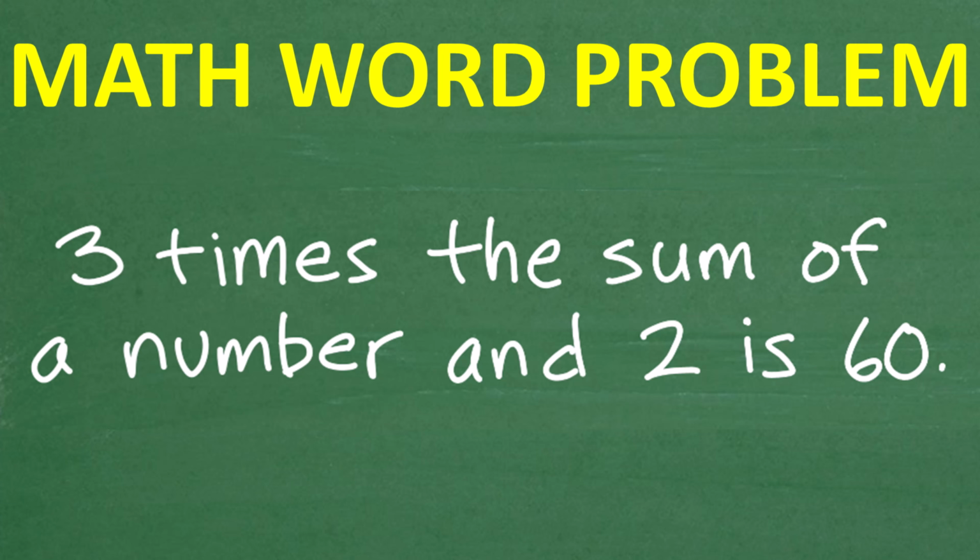So for those of you studying basic algebra, you'll definitely have to be able to solve a problem like this. 3 times the sum of a number and 2 is 60, and we're looking for the number. If you can figure this out, go ahead and put your answer into the comment section. I'll show you the correct answer here in just 1 second. Then, of course, I'm going to fully explain this problem step by step.